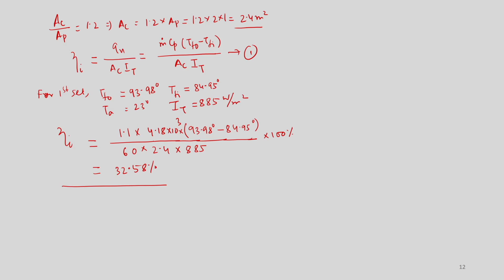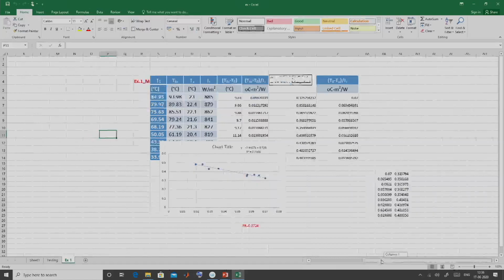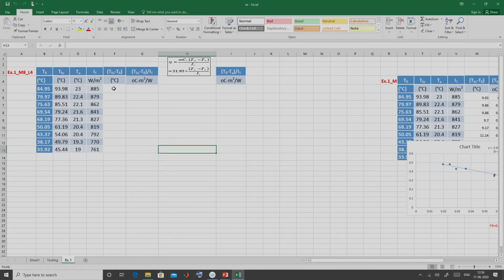Now I will show how for all the values eta I can be calculated by using a spreadsheet. Okay. So, let us click here and let us learn how this can be generated. So, here what we need to do is F naught minus F I. What is F naught here? So, I will use this. So, this is F naught minus we have F I. Okay. So, this will be something like this.